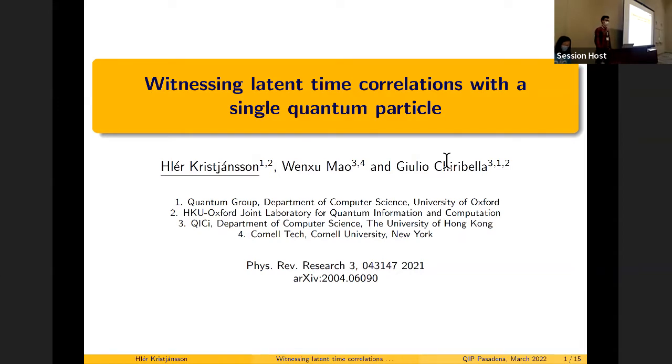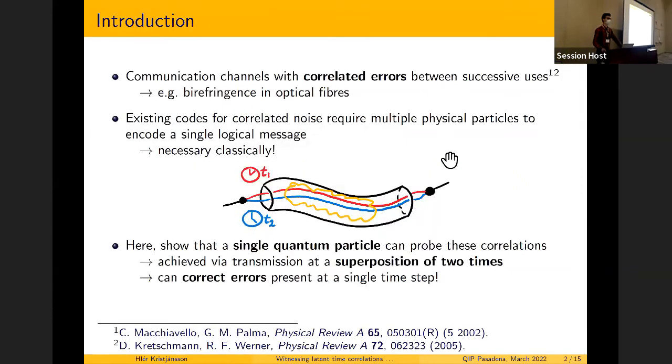All right, thank you very much for the introduction, and very happy to be at the live conference again. So welcome to my talk on witnessing latent time correlations with a single quantum particle. I'm Hlér Kristjánsson, and this is joint work with Wenxu and Giulio Chiribella. In this talk, I'm going to talk about communication channels with correlated errors between successive uses of the channel.